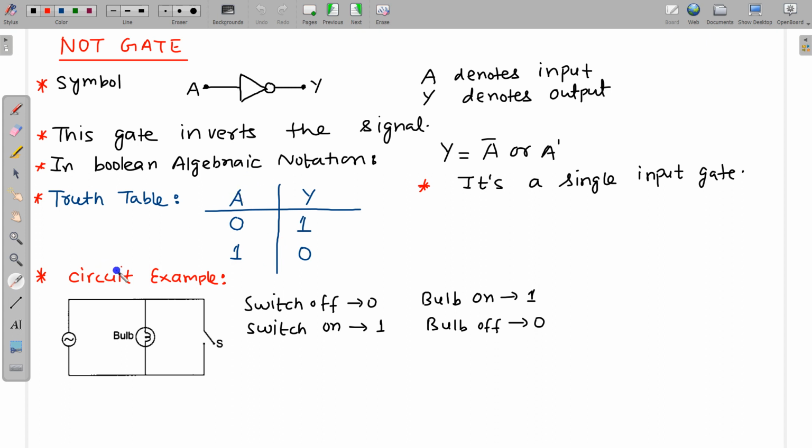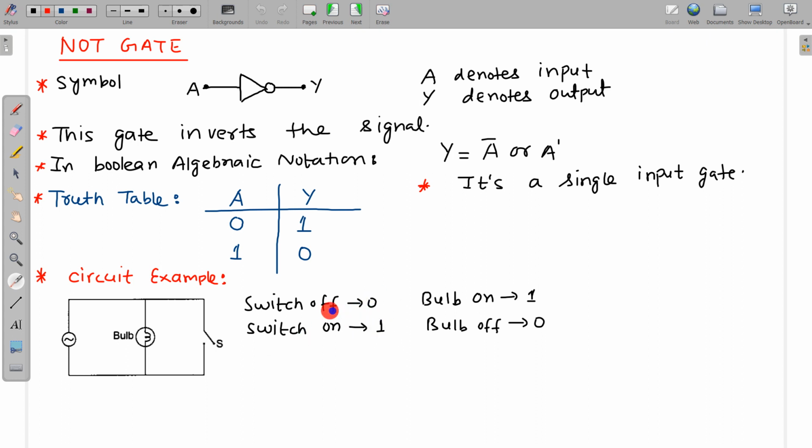For an example, we can use this kind of circuit to illustrate the NOT gate. Suppose this is some voltage source, this is a bulb, and here is a switch. If the switch is off, we denote this state by 0. If the switch is on, that means the switch is closed, and we denote this by 1.